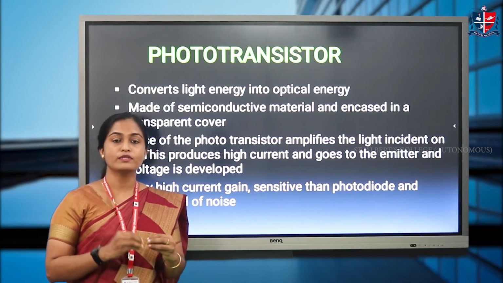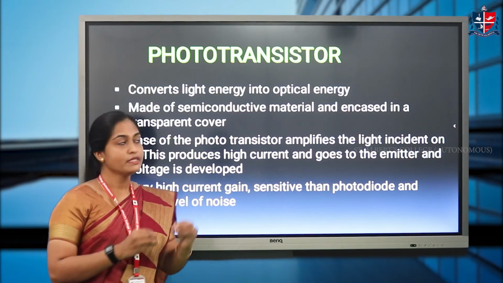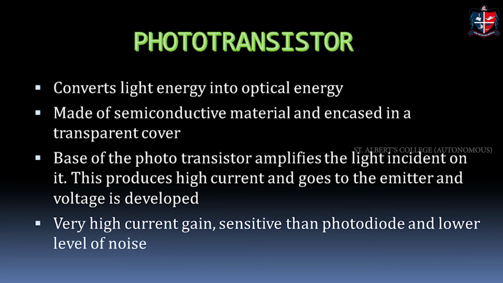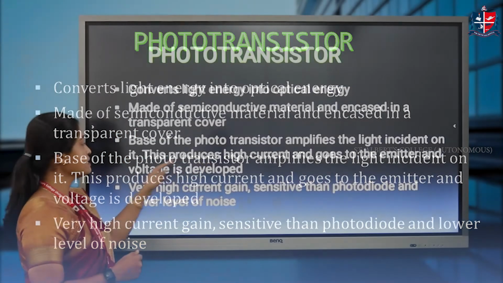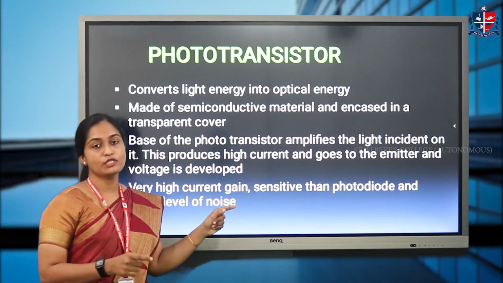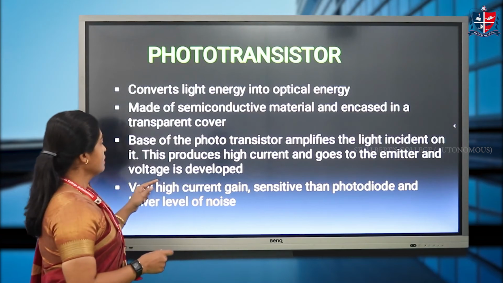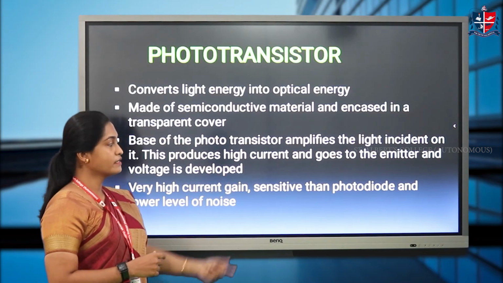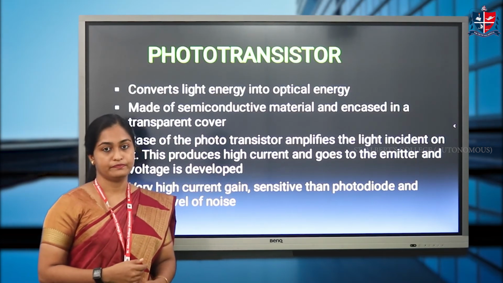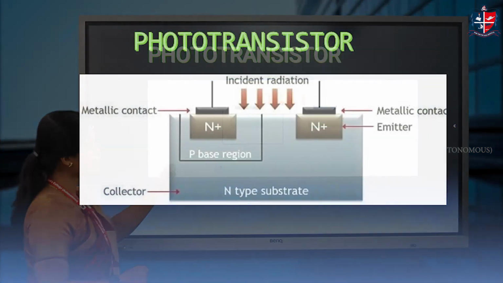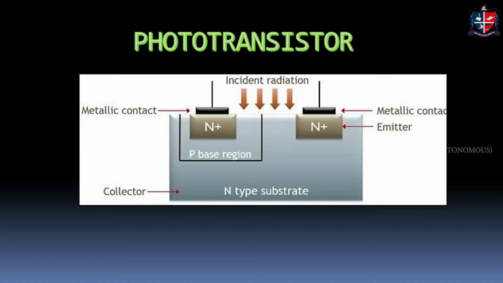In a conventional transistor, the base region is very thin, but in a phototransistor, the base and collector regions are very thick. The base of the transistor amplifies the light incident on it. So in a phototransistor, the light is incident on the base region of the transistor, and that light produces a high current and it goes to the emitter circuit. And a voltage is developed. So this is a phototransistor. The base region and collector region are very thick.